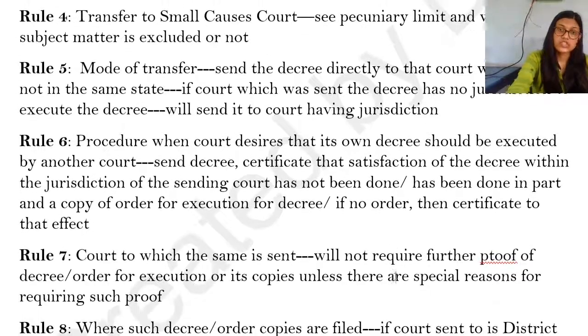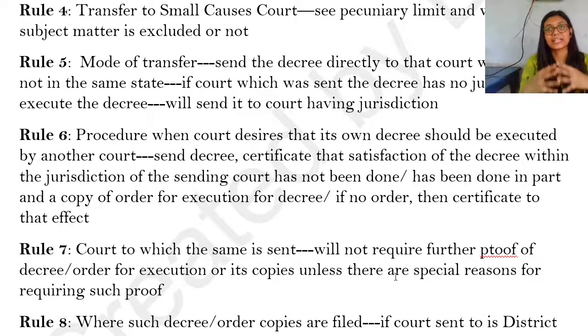Now, what is the procedure when the court itself desires that its own decree should be executed by another court? Then it will send the decree, and it will certify that satisfaction of the decree within the jurisdiction of the sending court has not been done or has been done in part, and then it will also send a copy of the order for execution of the decree. And if there is no order for execution, then it will send a certificate that till now no execution has been ordered. So that is rule 6, when the court is desiring on its own.